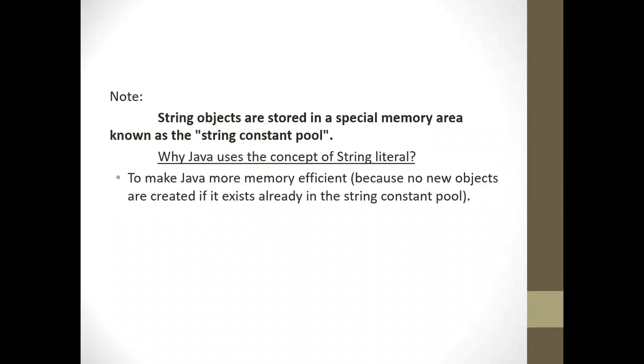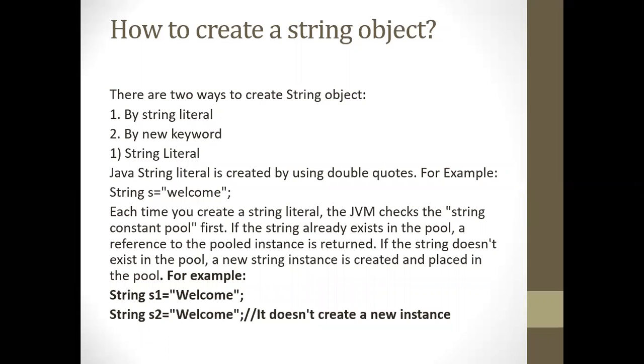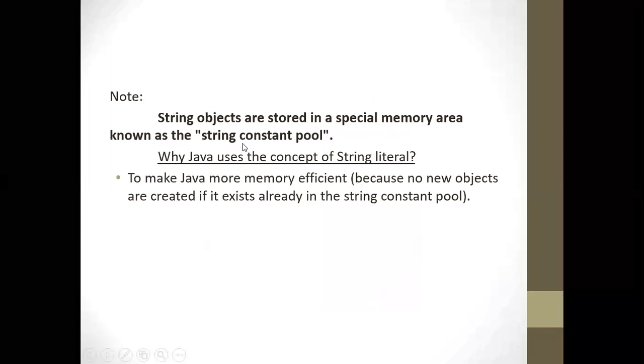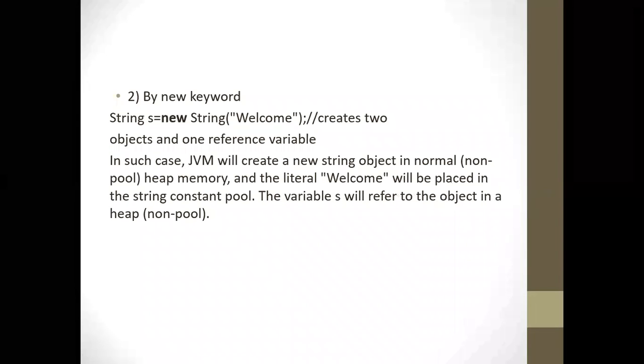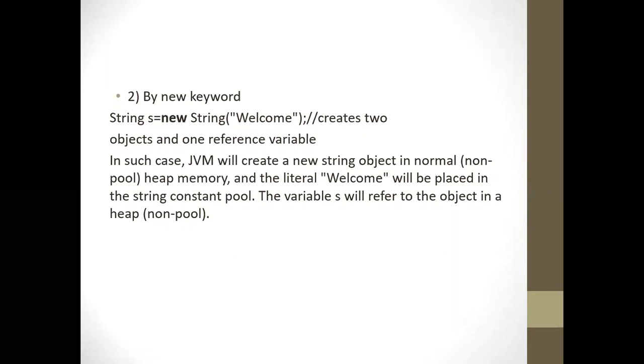Now the second method. The first method was using the string literal, and the other method is using the new keyword. So what will happen when we create this string using the new keyword? It will create two objects and one reference variable. When we refer to this new variable, the JVM will create a new string object.